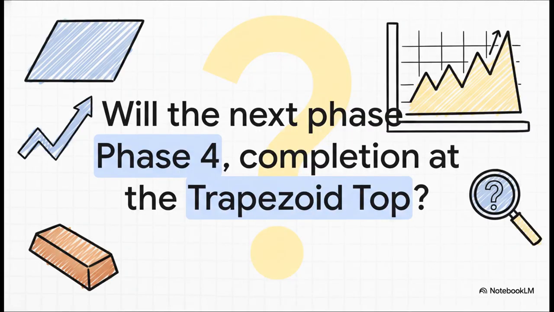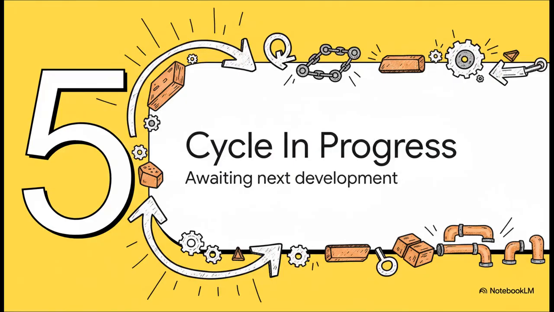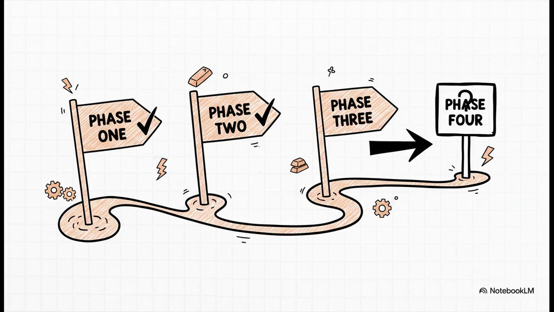So with Phase 3 in the bag, the next logical question is, what about Phase 4? Will the cycle keep going and eventually reach the top of that trapezoid? Well, for now, the model is just observing, tracking the price to see what happens next. Okay, so let's do a quick recap of where we are right this second. The bottom line is, this copper cycle is still live. It's not over yet. It has successfully moved through the first 3 documented phases, and according to the model's map, the next potential milestone on the horizon is the completion of Phase 4.